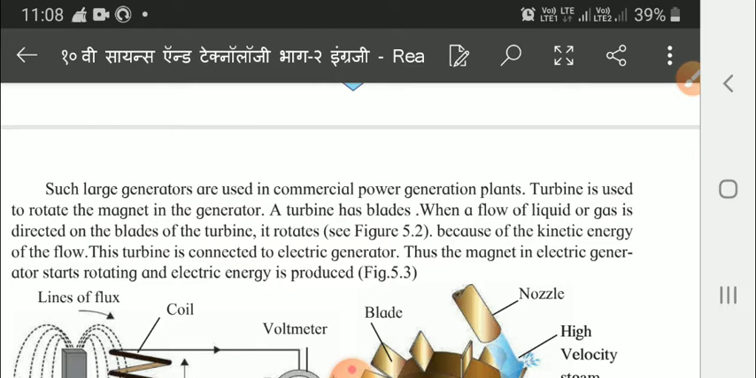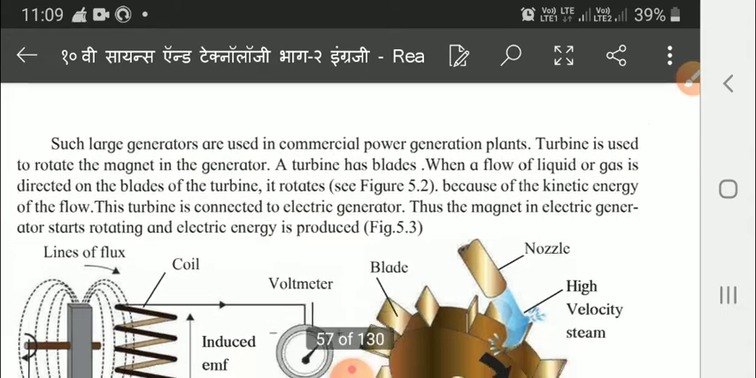The turbine has blades. When a flow of liquid or gas is directed on the blades of the turbine, suppose water is thrown with a large amount of force onto the blades, then it starts rotating. Because of that, kinetic energy is generated, and the generator connected to the turbine starts rotating. Due to that, electric current is formed, and this electric current is used for various purposes.